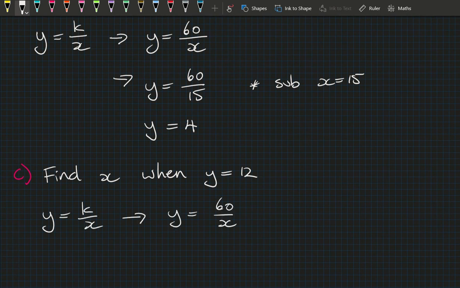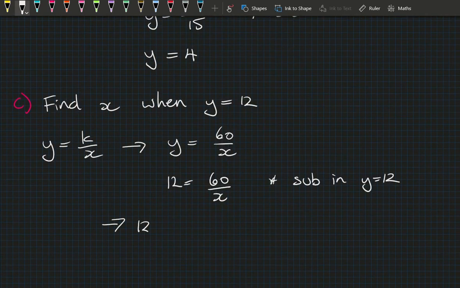So therefore we've got 12 equals 60 on X when we sub in 12 for Y. So if I multiply both sides by X, we've got 12X equals 60, and then divide both sides by 12, we've got X equals 60 on 12, which is just 5. So therefore our value of X is 5 when Y is 12.